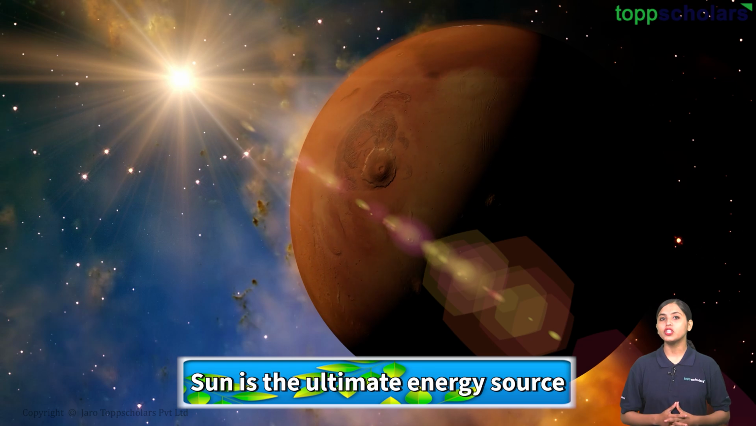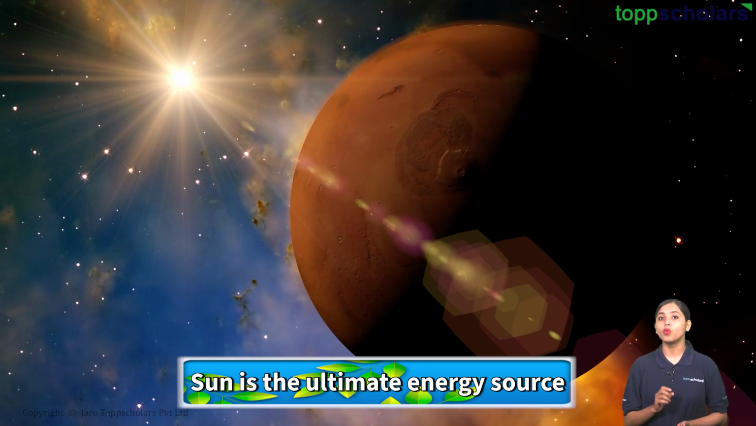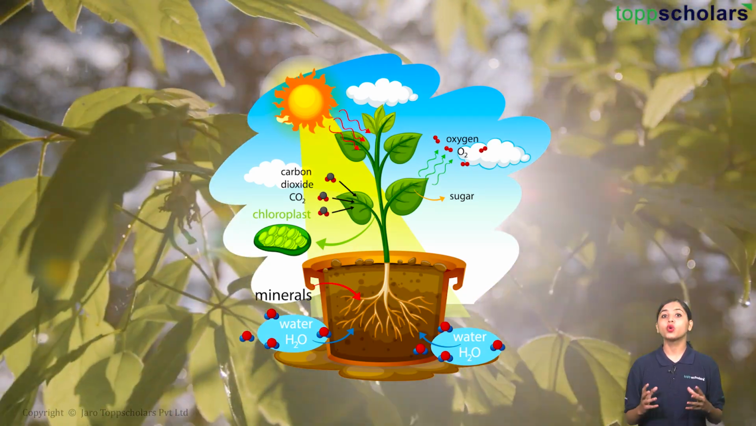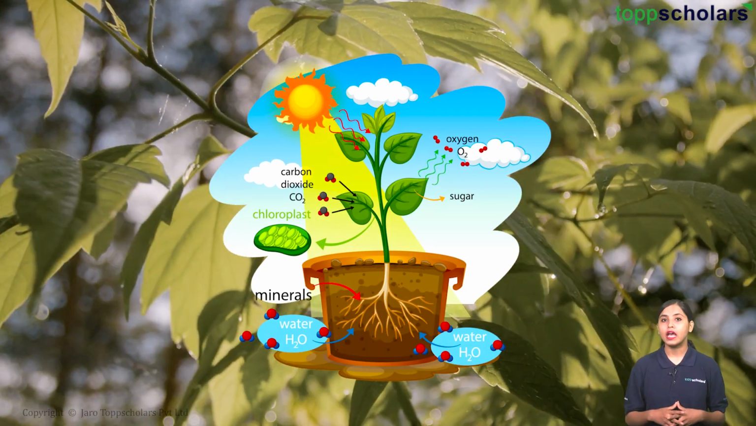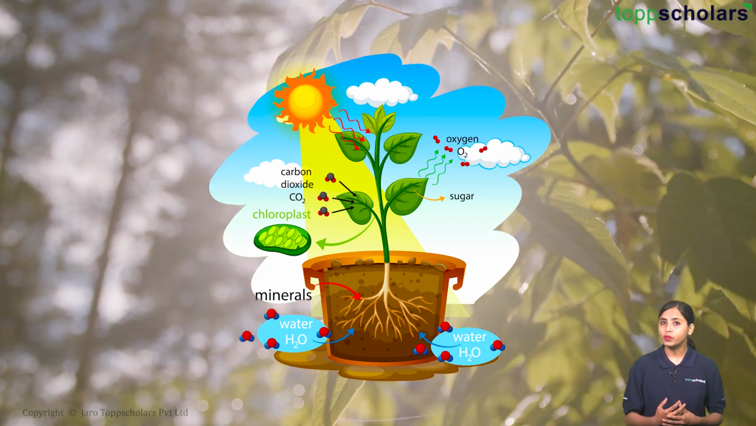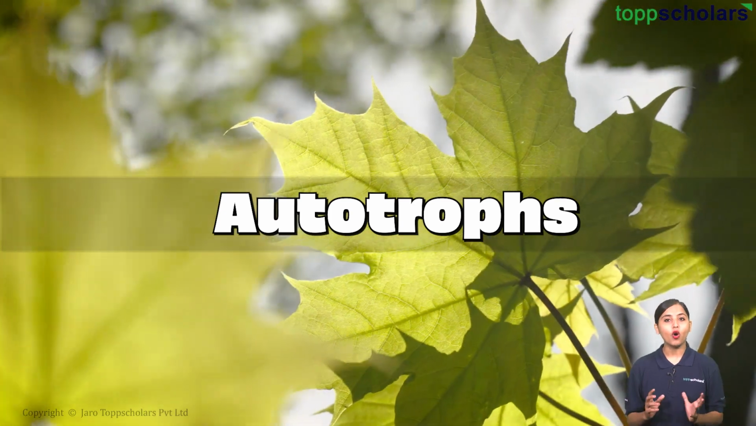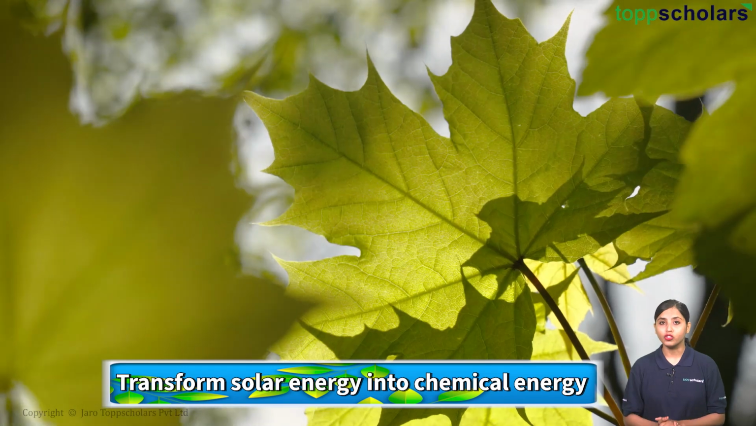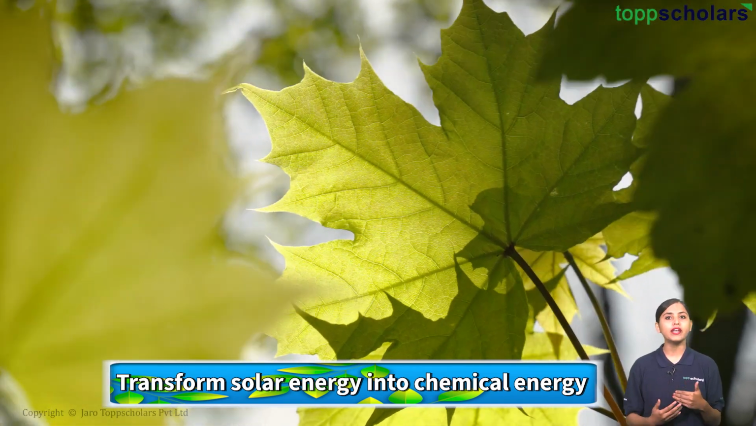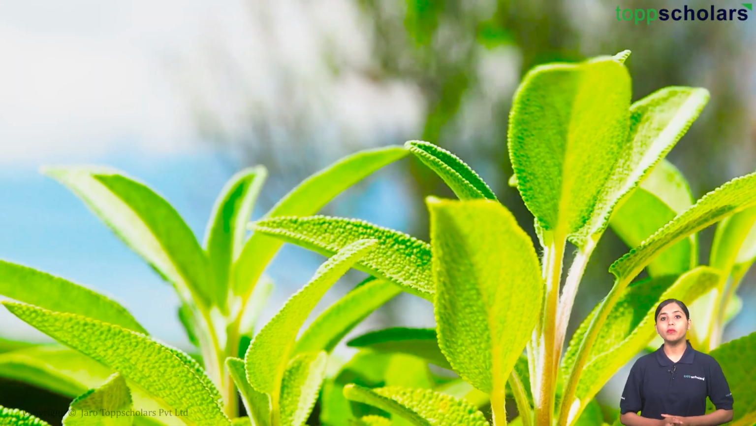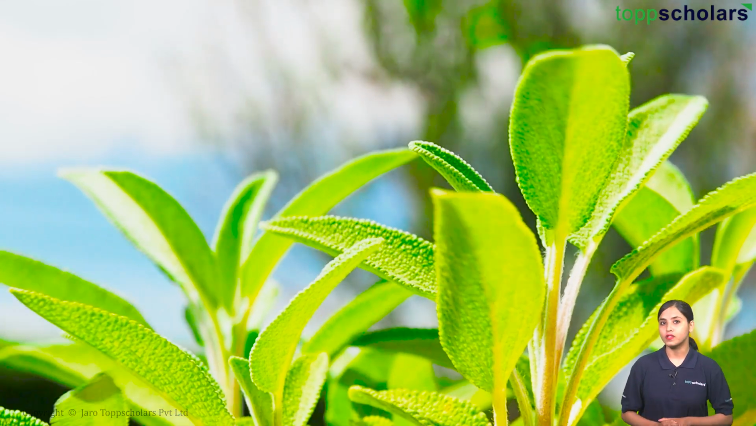The sole energy source in our environment is the one and only sun. It provides solar energy which could be taken by green plants and other organisms capable of making their own food. So, these are called autotrophs, which transform solar energy into chemical energy that can now be utilized by plants and other organisms to derive energy. So, these autotrophs form the backbone of our ecosystem.